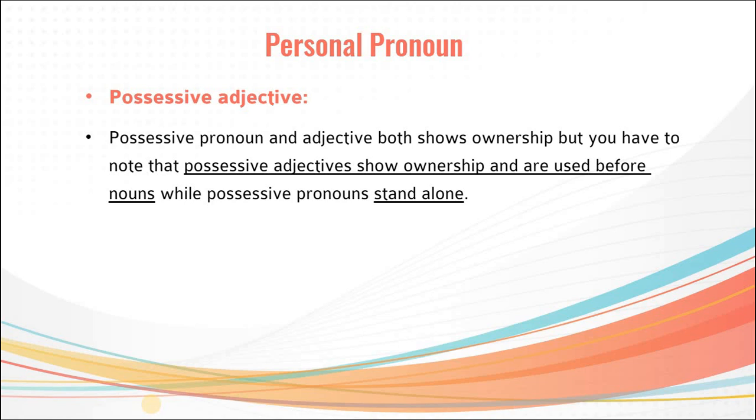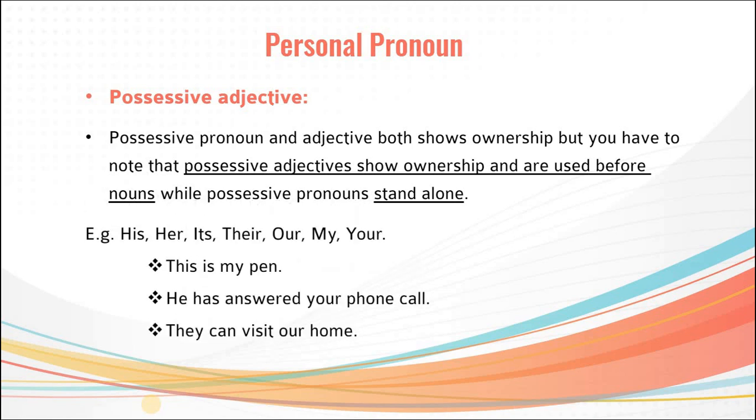Both are nearly the same, but you have to note that possessive adjectives show ownership and are used before nouns. And it is clear to us that an adjective will always or usually be used before nouns. So a pronoun is used after the noun and an adjective is used before the noun, and this makes a difference. While possessive pronouns stand alone, they have no need of any noun coming before or after. While a possessive adjective must be used before a noun. For example, his, her, its, their, our, my, your.